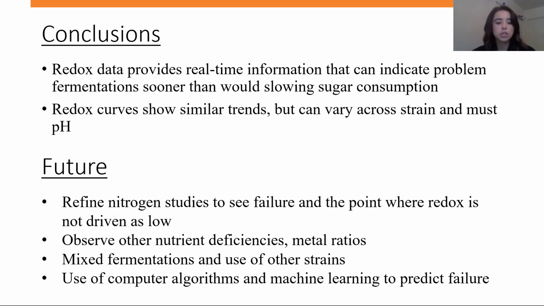Things like refining the nitrogen study to observe failure and not just sluggishness, and see what that looks like on a curve. Seeing the tipping point of nitrogen concentration, where it's no longer at 200 and goes to negative 100 instead. And we could also look at different nutrient deficiencies and metal ratios to see if they have distinctive curves. The use of mixed fermentations or other strains could be another trial. And then this last point is using computer algorithms and machine learning to predict failure.